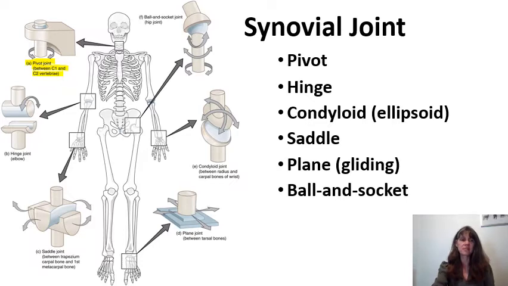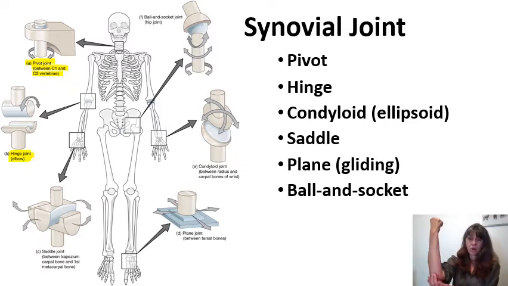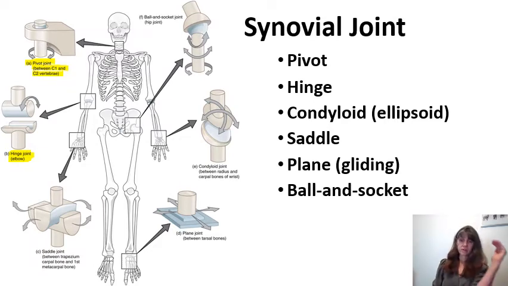Another type of synovial joint is the synovial hinge joint. A classic example of a synovial hinge is the elbow, where the trochlear notch of the ulna rides around the trochlea of the humerus. A hinge joint is easy to understand if you look at a hinge in a door.